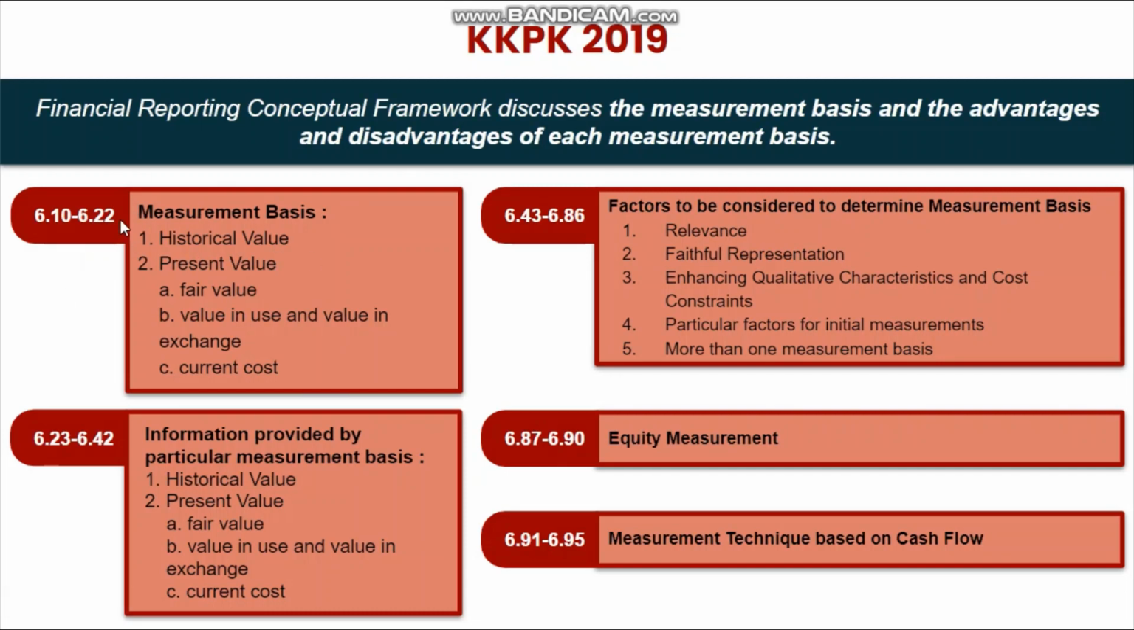The first part is about measurement basis that include historical cost or current value, including fair value, value in use, and fulfilment value, and then current cost. And the second part talks about information provided by particular measurement basis. The third talks about factors to be considered to determine measurement basis. And there are 5 factors as a consideration for a company or firm to determine what kind of measurement basis they have to choose.